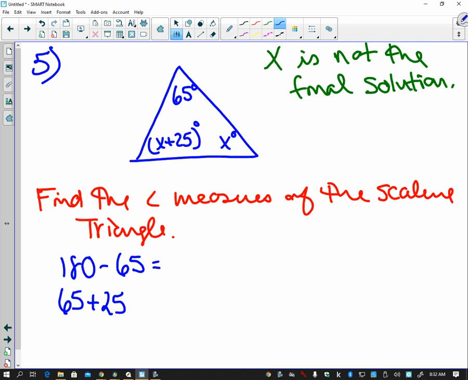All right, so I see a couple different things taking place. Somebody says 180 minus 65. Somebody says 65 plus 25. Both of those, there's nothing wrong with either one of those. In fact, I would do it differently still. I want to see what you continue to do. Cassie, what's 180 minus 65? 115. So you got 115. Okay? So what does the 115 tell you?